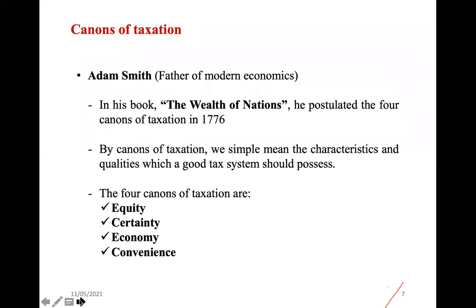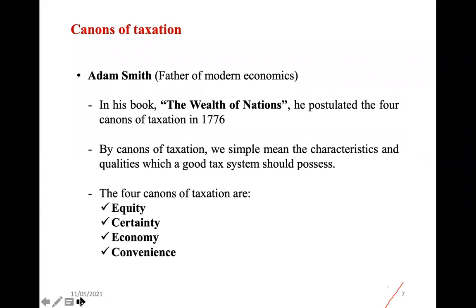So let's move on and look at what is called the canons of taxation. And by canons of taxation, I mean the characteristics and the qualities of a good tax system. So what are these canons? So we'll go back to our studies in economics and make some references to the father of modern economics, Adam Smith.